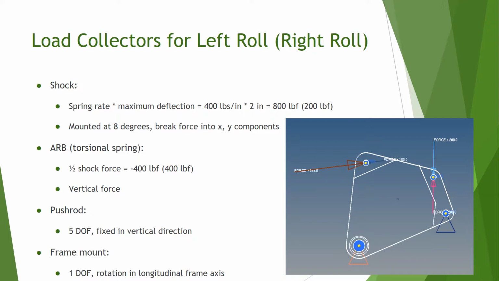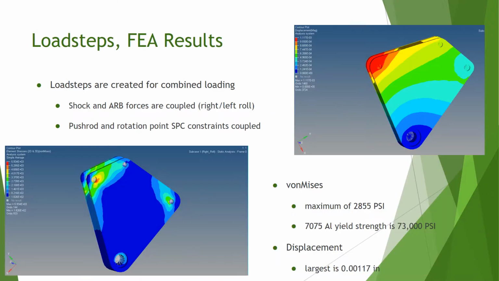The shock connection is a load of 800 pounds applied into the rocker to mimic the compression of the shock. The anti-roll bar is represented as a 400-pound force directly downward into the ARB mounting hole. The push rod attaching to the right bottom bolt hole is fixed in the vertical direction to represent a static push rod preventing the rocker's movement. Ultimately, a rotational constraint is put on the bearing location where the rocker attaches to the frame. This represents the rocker's rotation about the frame's longitudinal axis.